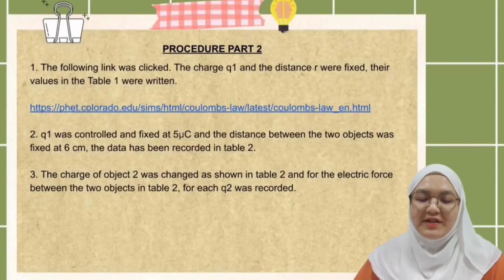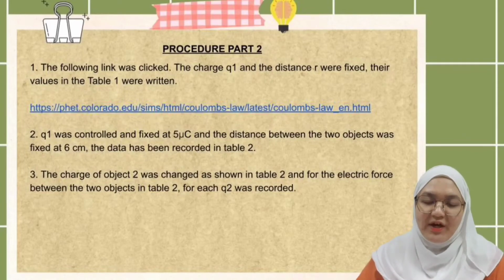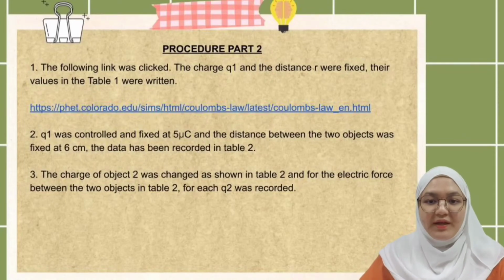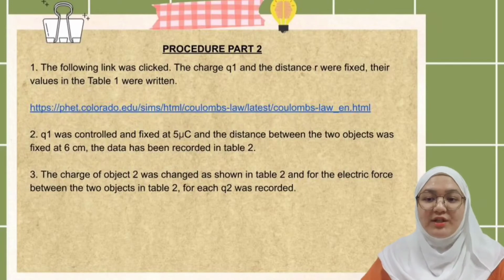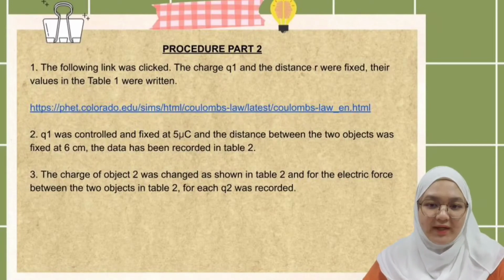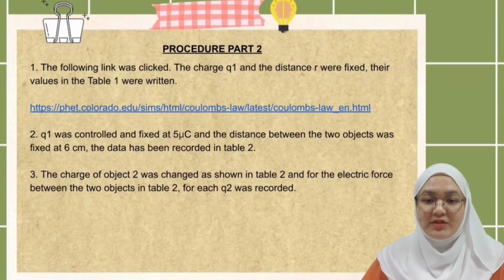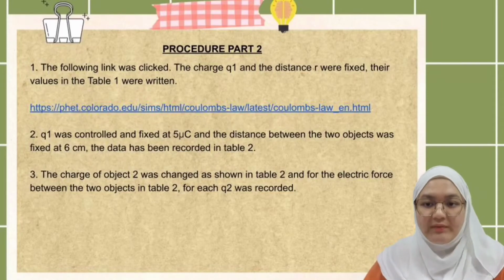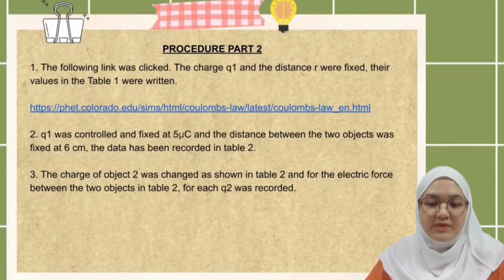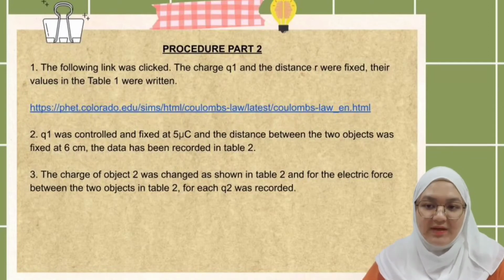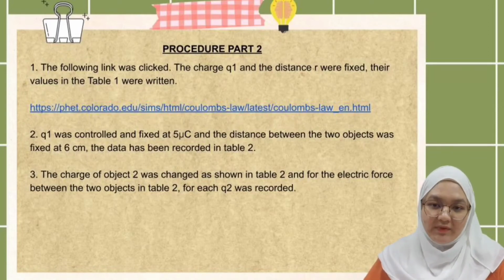Now, I'm going to give a brief explanation of the procedure of experiment 2. Number 1, the following link was clicked. The charge Q1 and the distance R were fixed. Their values in table 1 were written. Number 2, Q1 was controlled and fixed at 5 microcoulomb, and the distance between the two objects was fixed at 6 centimeters, and the data was recorded in table 2.